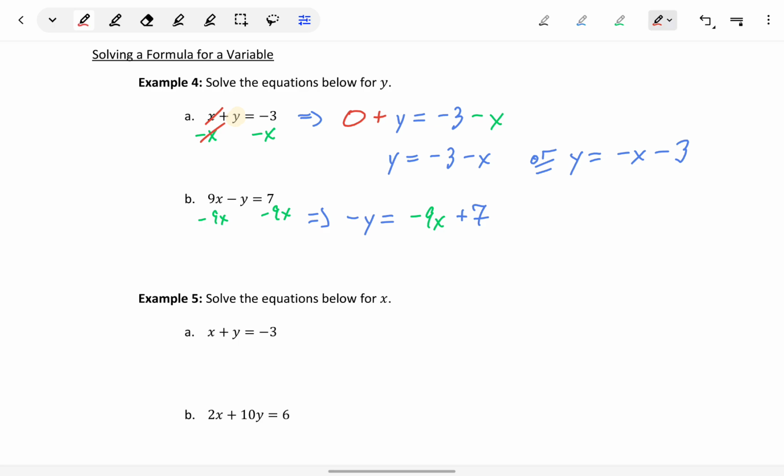And our last step is to get rid of this coefficient in front of y, which in this case is a -1. So we'll divide both sides by -1. What we need to keep in mind is when we do this, each term on the other side of the equation has to be divided by -1. So both the -9x term and the 7 term, that constant term, both have to be divided by -1. So this will leave us with y is equal to -9 over -1 becomes a positive 9x, and positive 7 over -1 becomes a -7. So we end up with y is equal to 9x minus 7.